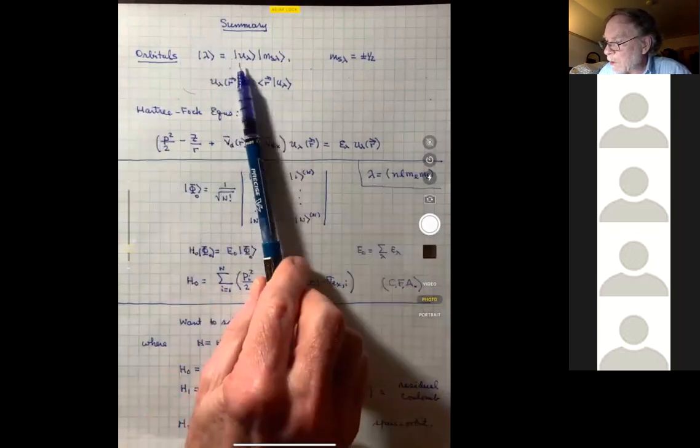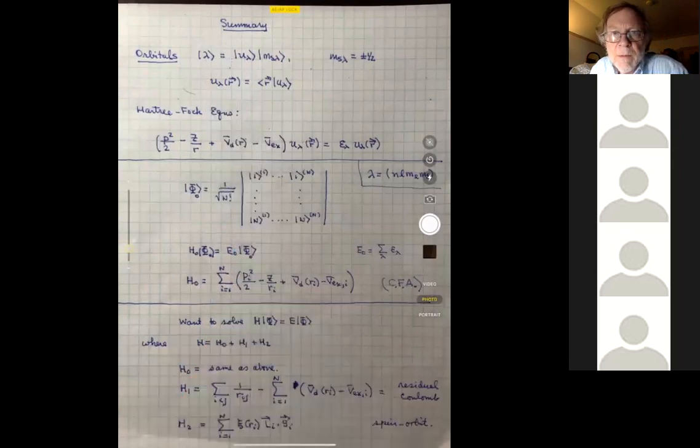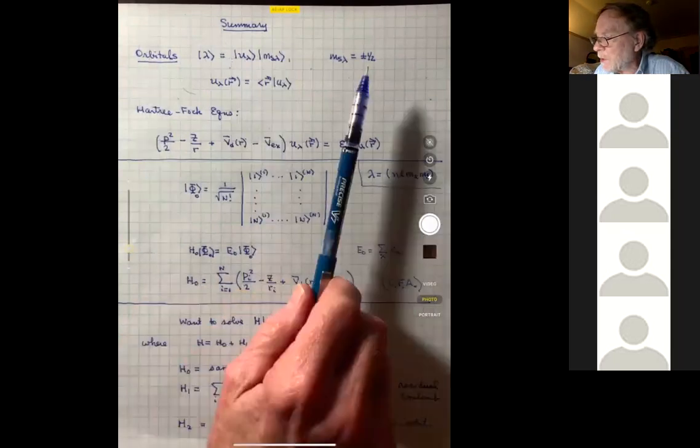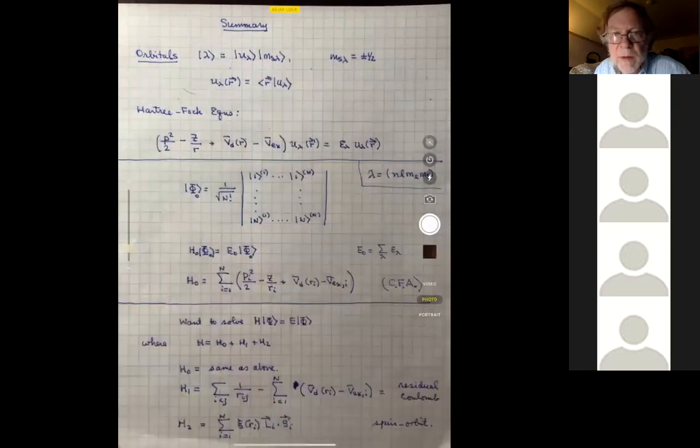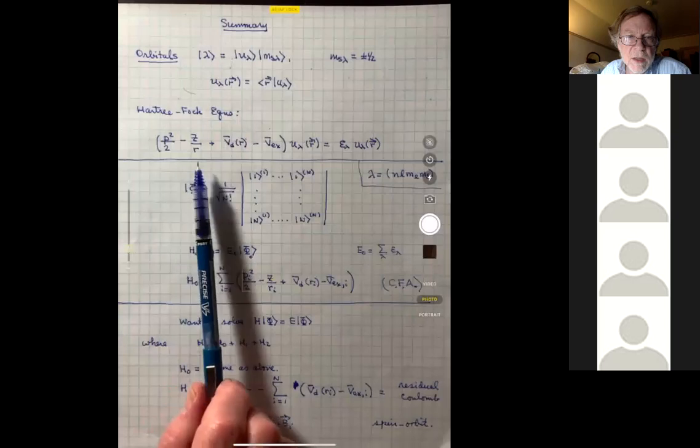Orbitals are a product of a spatial times the spin part, and the spatial part is the variational parameters of the variational method that we're using in Hartree-Fock theory. The spin part is plus and minus a half, which is assigned to the orbitals before we start. After some rigmarole, we come to the Hartree-Fock equations, which are summarized here.